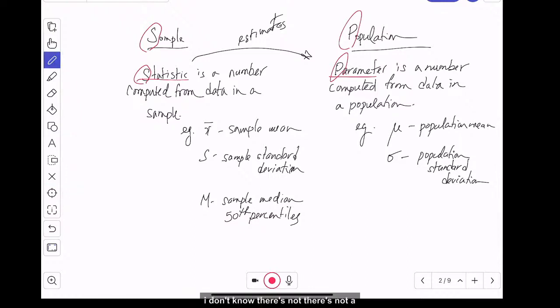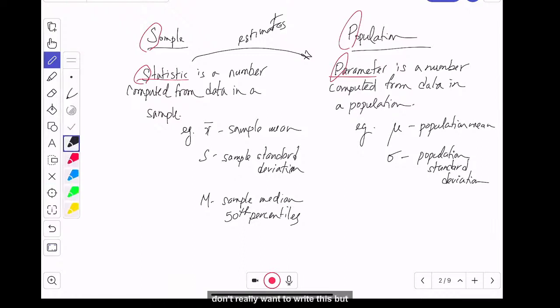So these symbols I've printed here are universal standards. Sample mean is x bar, population mean is mu. This is the Greek letter M for mean. And s is the sample standard deviation symbol, where sigma is the Greek letter s, lowercase, for population standard deviation. And there's no real standard for the median. We just use M, and it's an estimate.